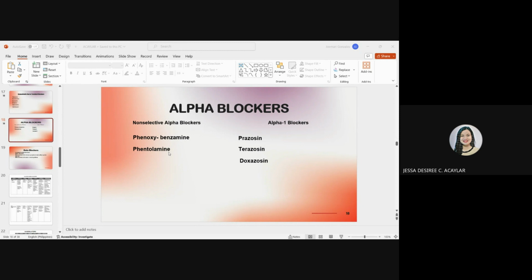Clinical application is for hypertension and benign prostatic hyperplasia, the BPH. Yung mga zosin po natin ay nag-i-improve po ng urine flow via partial reversal of smooth muscle contraction in the enlarged prostate po. Kaya po siya nagagamit para sa mga may BPH. Toxicities or interactions: first dose orthostatic hypotension.